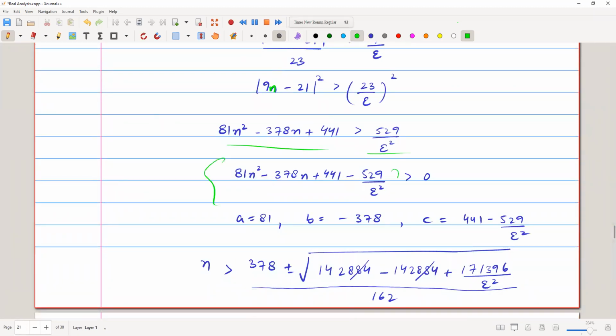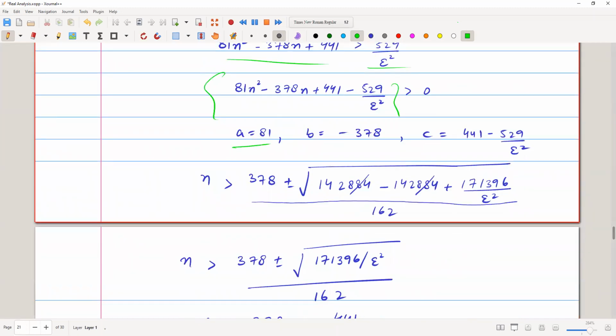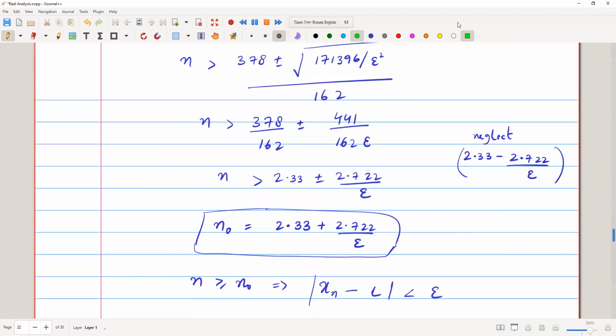It's a quadratic equation. I solve the quadratic. The A is 81, B is negative 378, and C is 441 minus 520 over epsilon squared. I solve this inequality and I get these two values, that is n greater than 2.33 plus minus 2.722 over epsilon. So again, there's a negative sign here, so we don't need any negative numbers in our case.